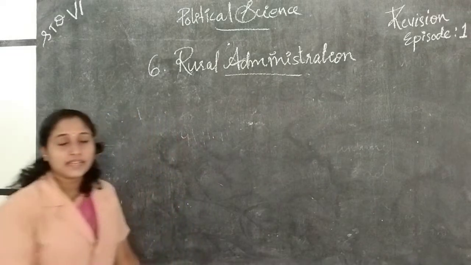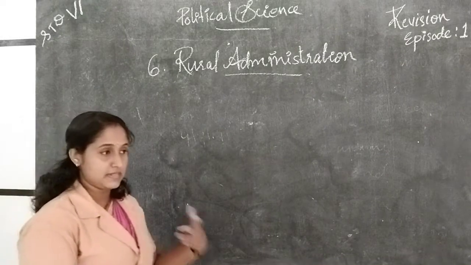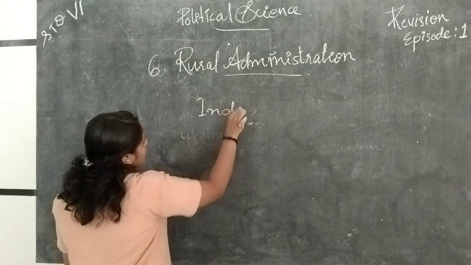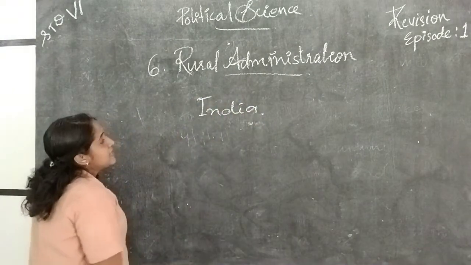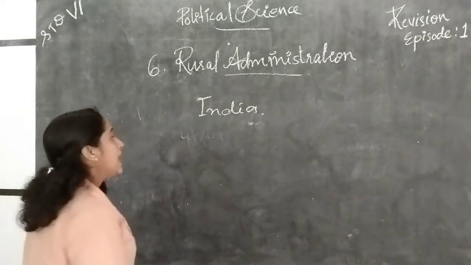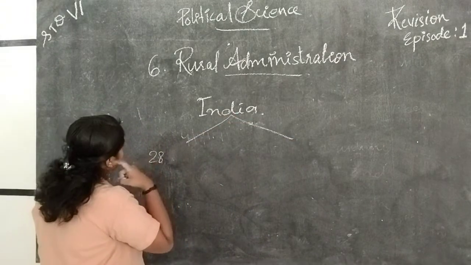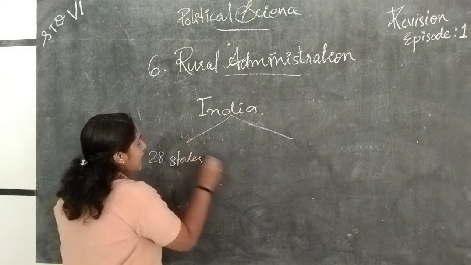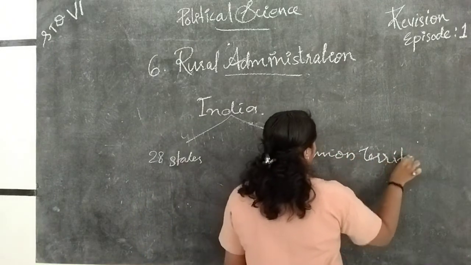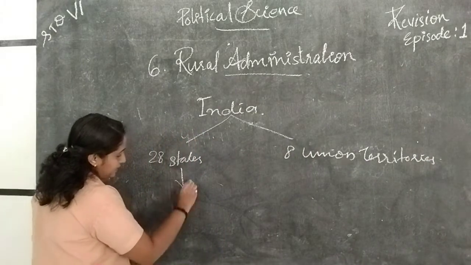Next one, that is the duties of tahsildars. Okay, what do you mean by tahsil and tahsildars? Let's check. We know that India is a vast country. So for the proper administration, India is divided into 28 states and 8 union territories, right? The states are also divided into different districts.